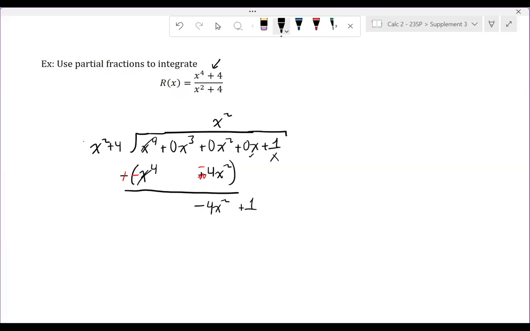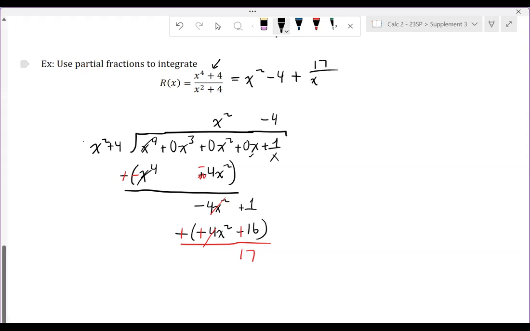So x squared goes into negative 4x squared how many times? Negative 4. So I have negative 4x squared and then minus 16 being subtracted. So again, I will change the signs on all of this. These go away and I have 17. So I see that my rational expression is x squared minus 4 plus 17 over x squared plus 4.